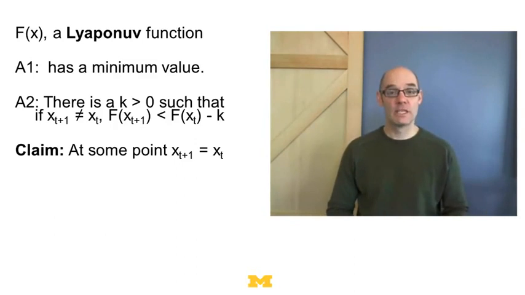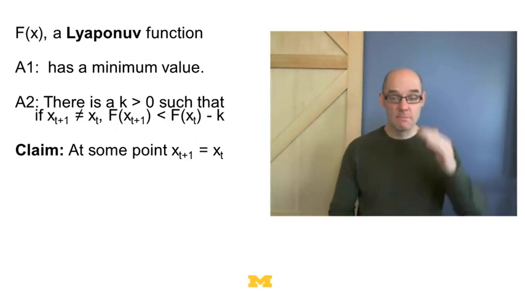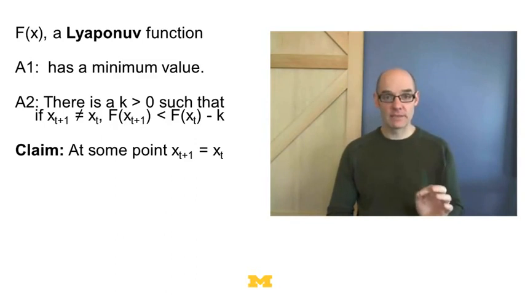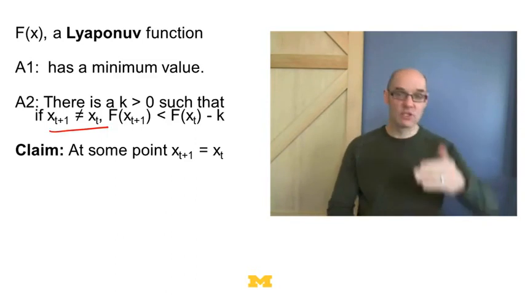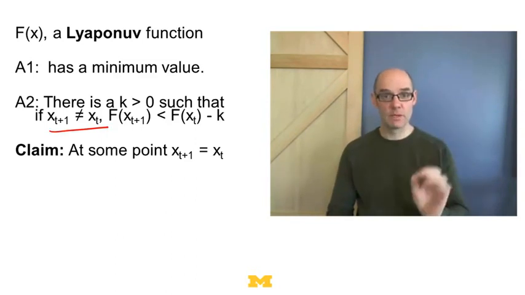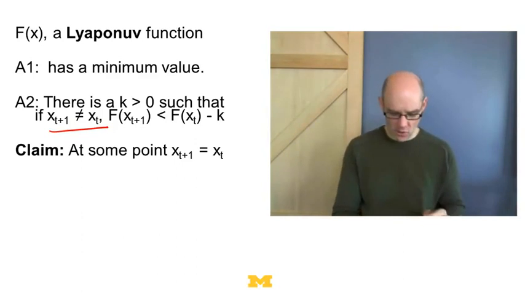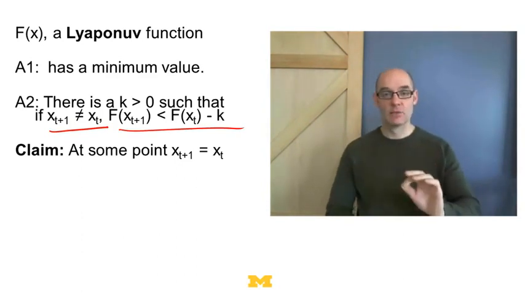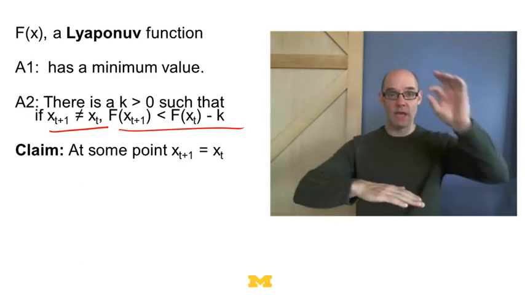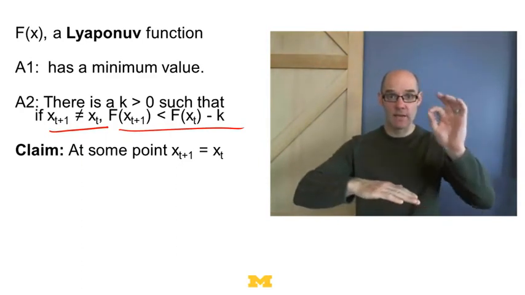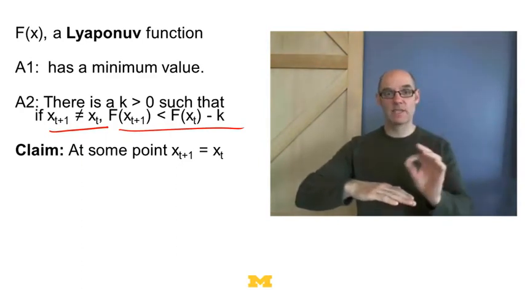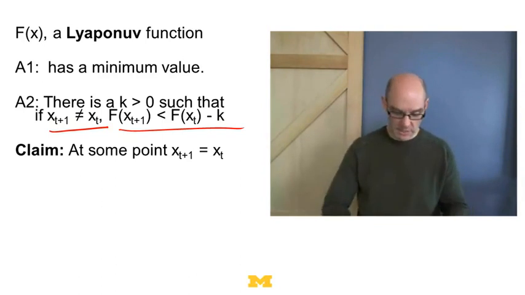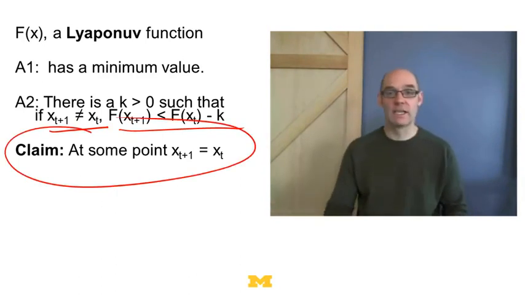A Lyapunov function is a function f that has a minimum value. We're going to do the minimum case here. And then there's another assumption that it satisfies. If the process moves, if it's not on an equilibrium, then the value of f falls by some amount at least k. So what you've got is a process that's got a minimum value, and if it's moving, if it's not in equilibrium, then it has to fall by at least k. So what that's going to mean is eventually you're either going to stop or you're going to hit the floor. And so what that means is you're going to get an equilibrium.